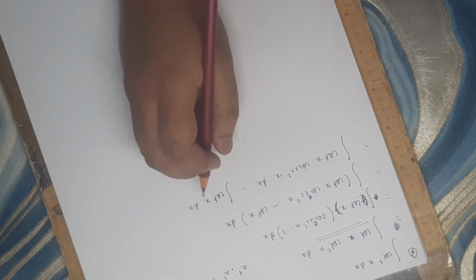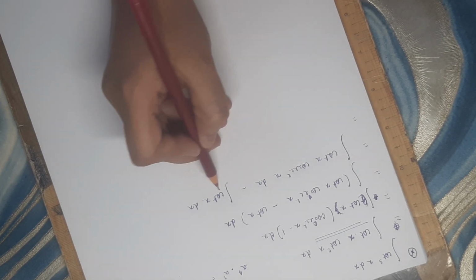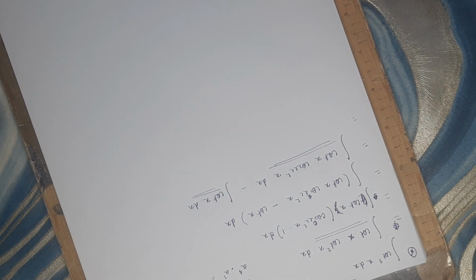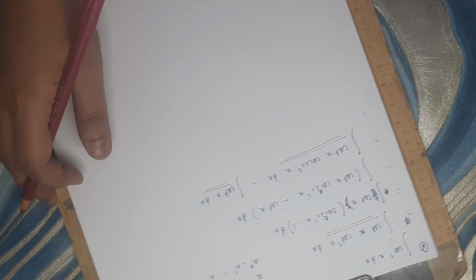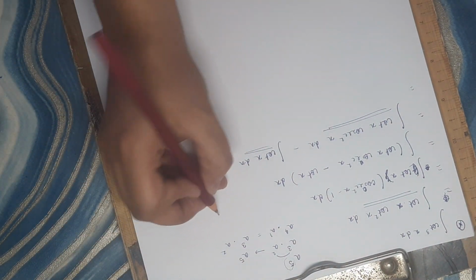Now see, we already have a direct formula for the integration of cot x dx, which is nothing but log of sin x, right? We have done this before. But what about this part? What will we do with this part? We will perform the integration of this part entirely in our rough part, okay?